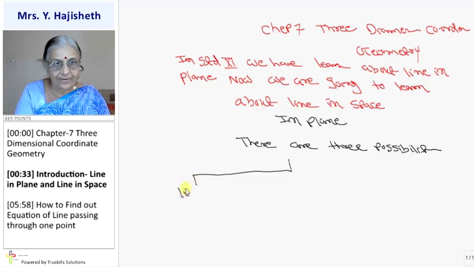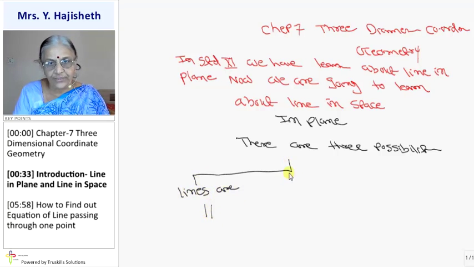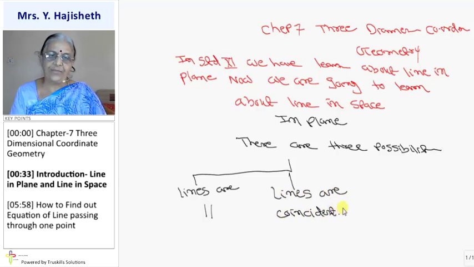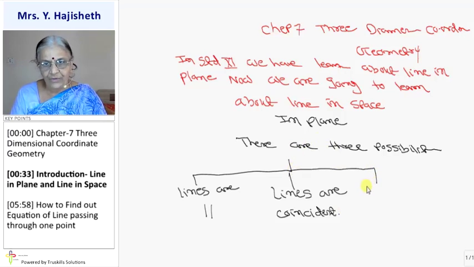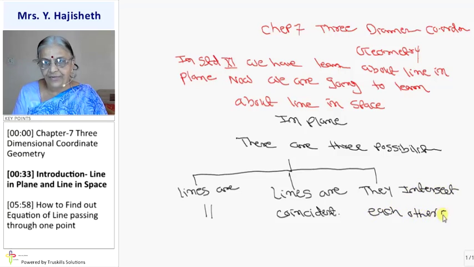Either lines are parallel, meaning they do not intersect. Or lines are coincident, meaning they are exactly the same, identical, okay? And the third possibility is, if they are not parallel, then they intersect each other at one point only, okay? A unique point.